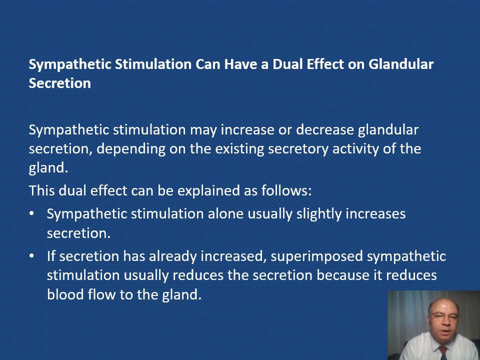Sympathetic stimulation can have a dual effect on glandular secretion. Sympathetic stimulation may increase or decrease glandular secretion depending on the existing secretory activity of the gland. This dual effect can be explained as follows. Sympathetic stimulation alone usually slightly increases secretion. If secretion has already increased, superimposed sympathetic stimulation usually reduces the secretion because it reduces blood flow to the gland.